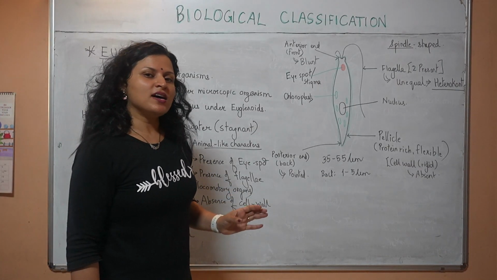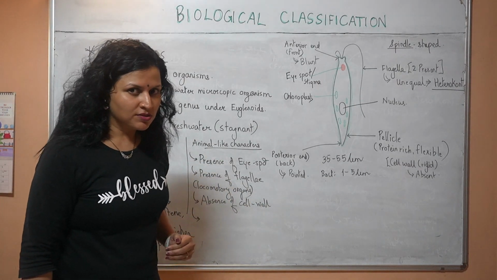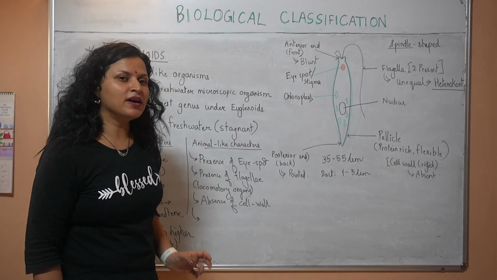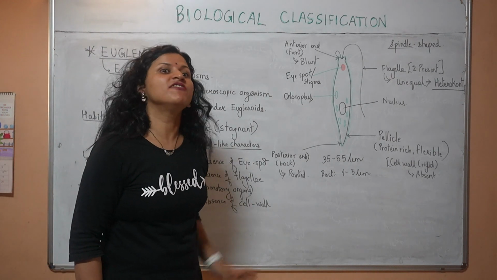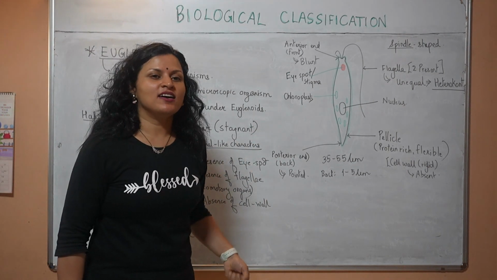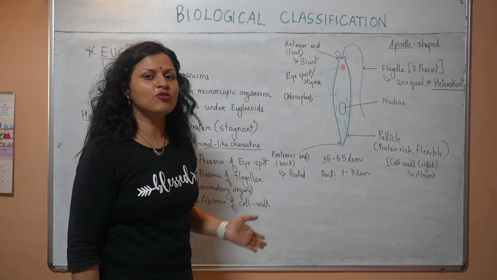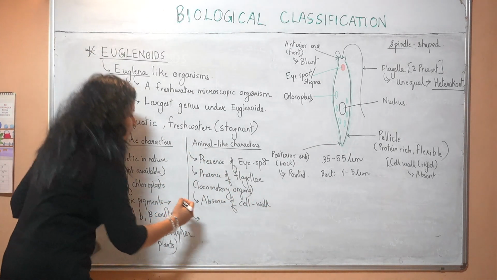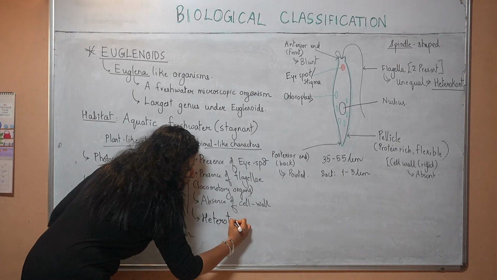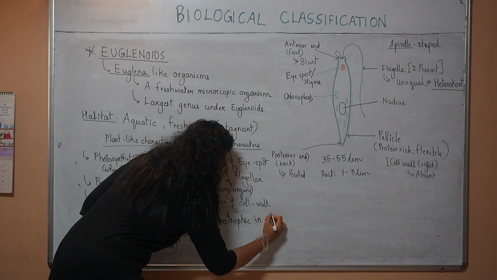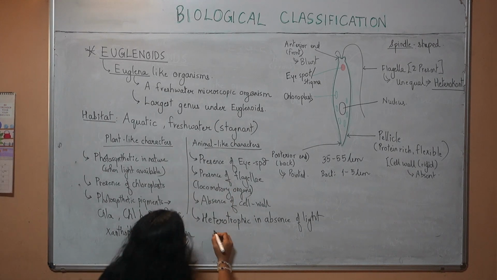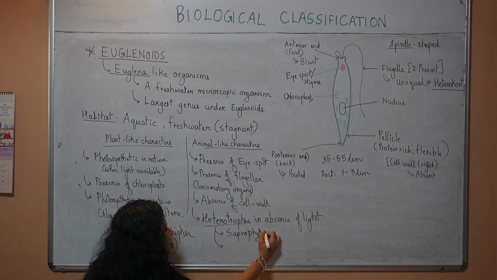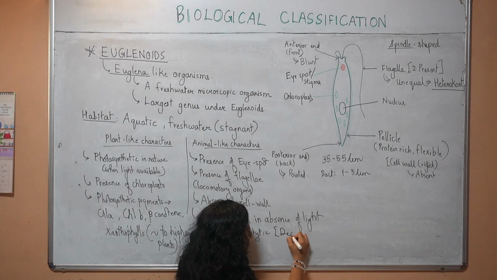But when light becomes unavailable, what are they going to do, you know? They are not going to do nothing just like the other plants. They are going to become heterotrophic in nature, and they will predate on small bacteria. They will do saprophytic nutrition. They are going to do heterotrophic nutrition in the absence of light. How do they bring about their heterotrophic nutrition? Two types of heterotrophic nutrition are seen. Saprophytic majorly. Saprophytic meaning decay of dead organic matter.